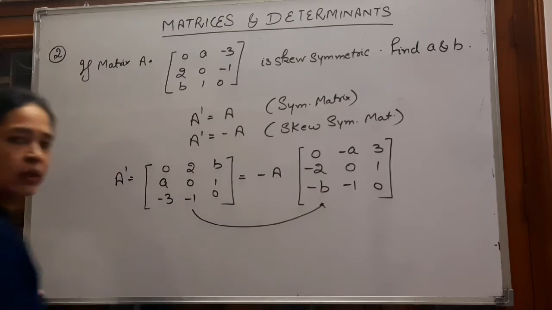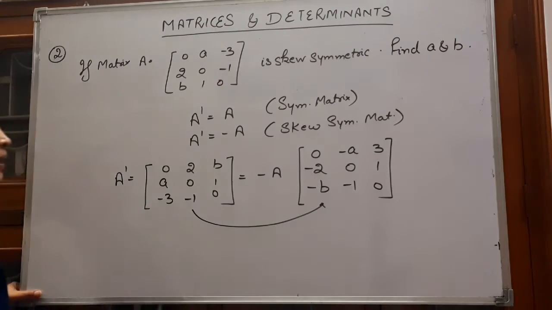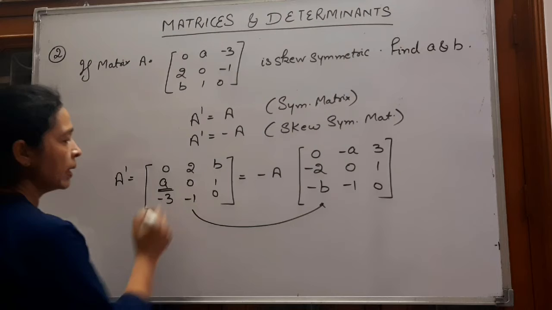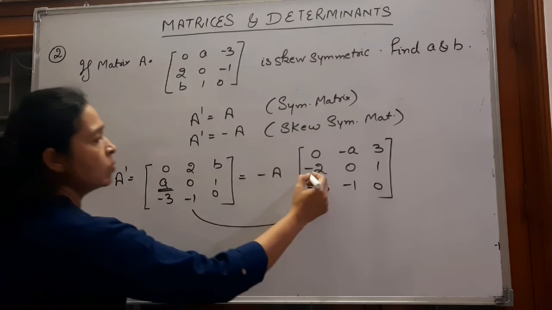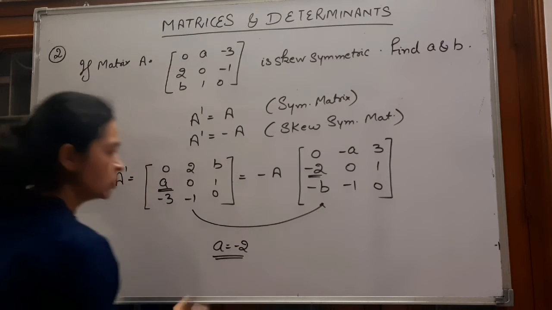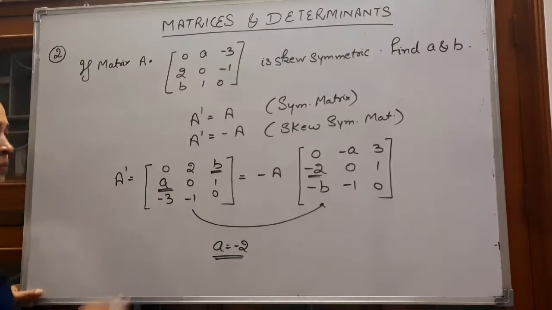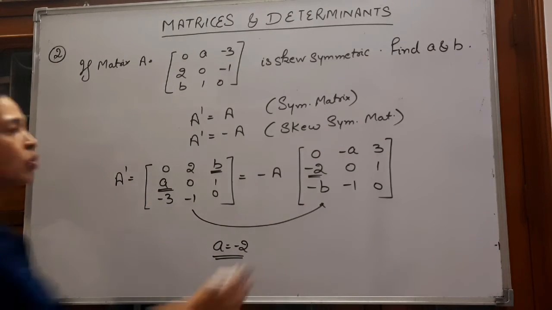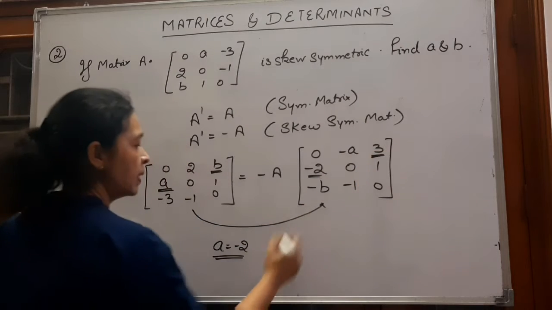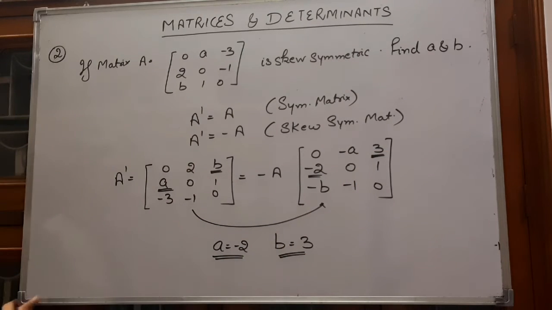If two matrices are equal, it means their corresponding elements are equal. Now check. We have A here. A will be equal to minus 2. What about B? B is the third element of the first row. B will be equal to 3. This is our answer.